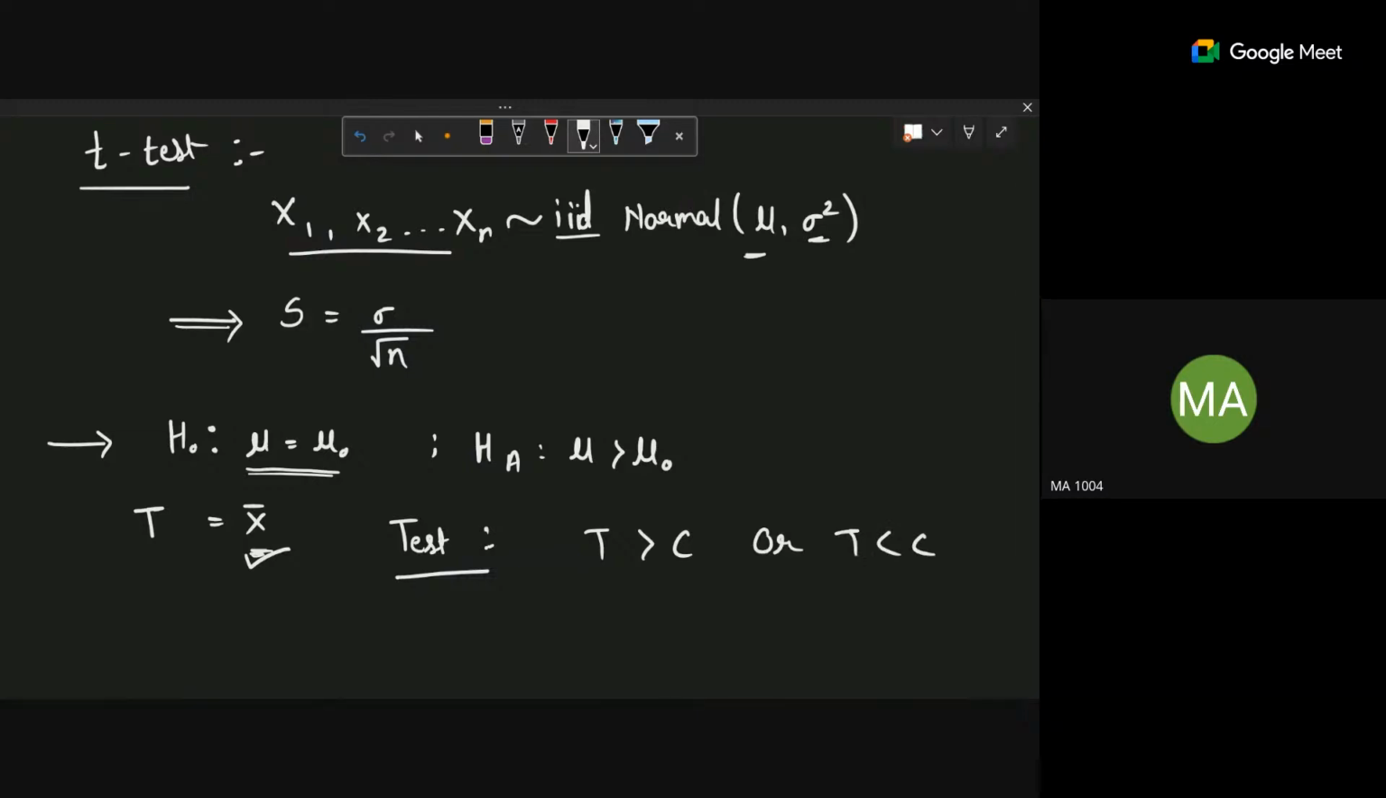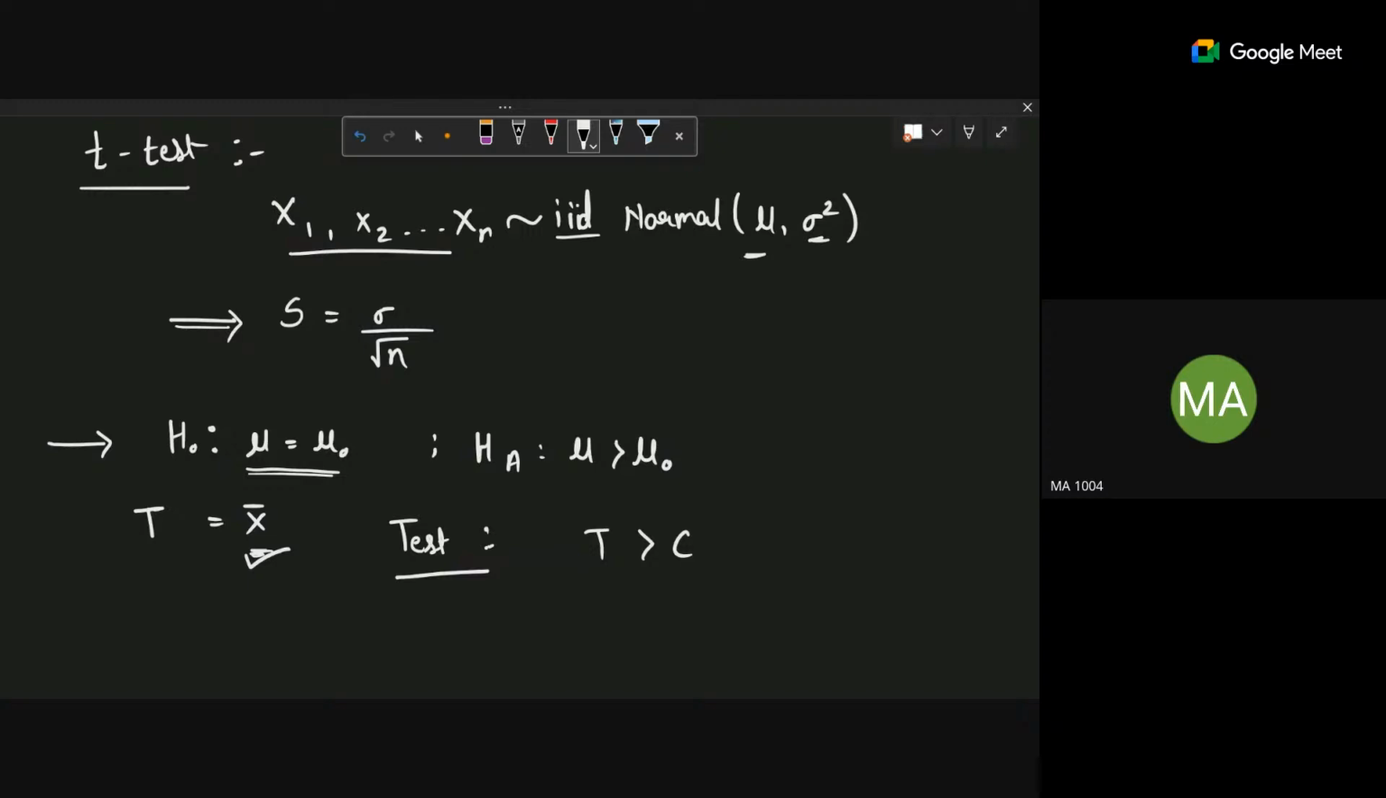In this kind of question, just observe what your hypothesis is. Your hypothesis says mean is equal to mu naught or it is greater than mu naught. So, what should you take? Just think about it. T is greater than C, ma'am. Okay, then you should provide the reason. Because you are considering mu greater than mu naught, whatever your alternative is, you have to take that as the test.